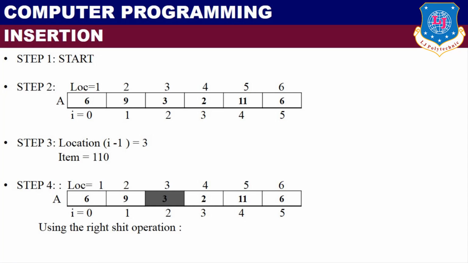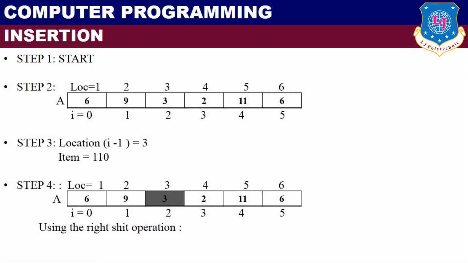So first, step 1, we started our algorithm. Step 2, we initialize our array. Now step 2, location and item. We want to insert a new element at location number 3 and a new item called 110.